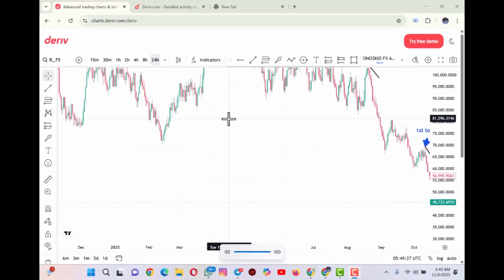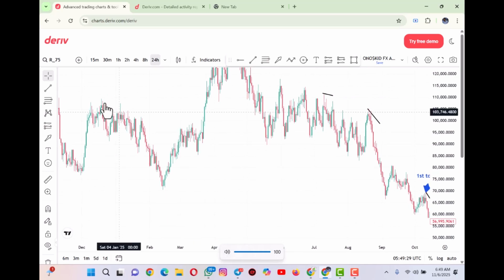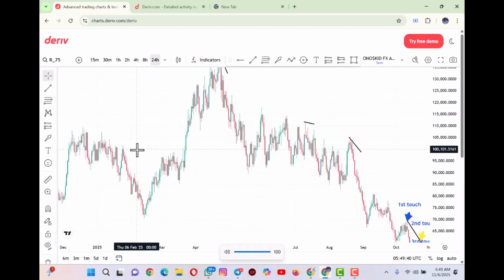So guys, here is the chart of volatility 75 index, and we want to see how we can apply what we have learned on the chart. All right, so I'm just going to show a demonstration of the two strategies on this chart right now.